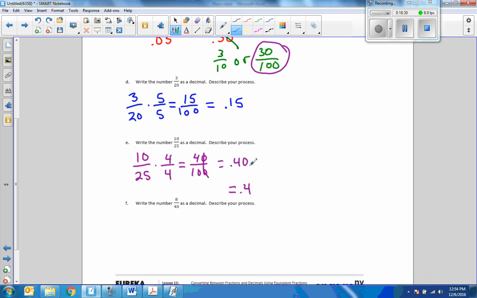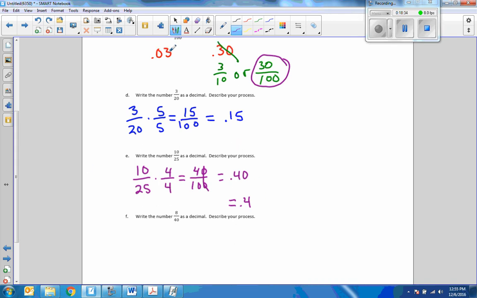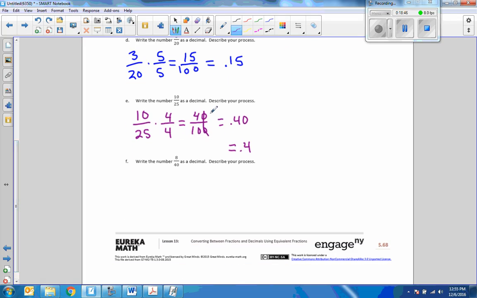That 0 is meaningless at the end, but it's not meaningless if it's in between the decimal and the number. That 0 has meaning. This one kind of doesn't. 0.40 is the same as 0.4. It's 4/10, 40/100. So it's always a good idea to reduce down to tens, if it's possible, and leave it in terms of tens.